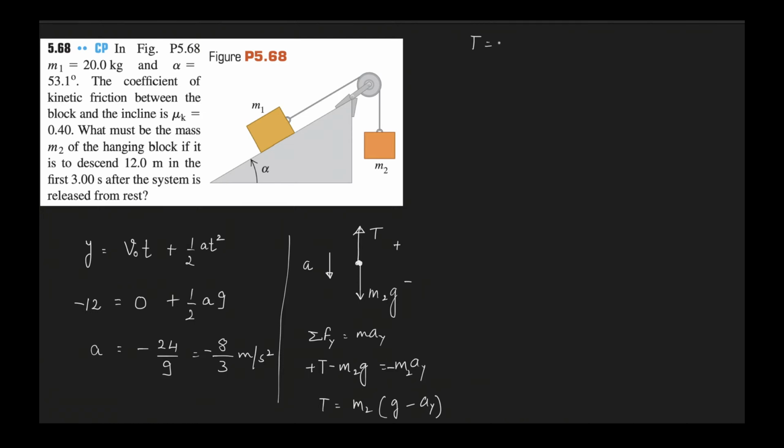Tension T in the rope is M2. M2 is known. Wait, oh, M2 has to be determined. Cool. So T is equal to M2, which is unknown, times 10 minus 8 by 3. So 8 by 3 is nothing but around 2.6. So you will get 10 minus 2.6, which is 7.4. So M2 is T divided by 7.4. So I need to find out T.